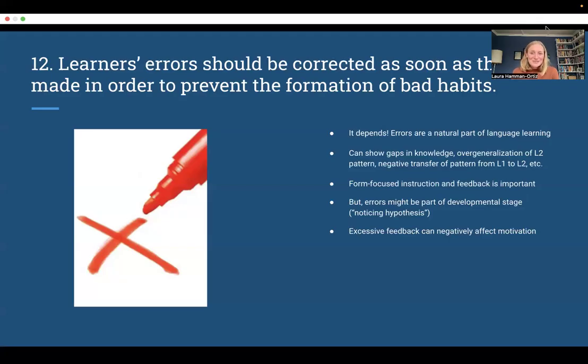However, it's also important to remember that errors could be a part of the developmental stage that the learner is at. If we think back to Schmidt's noticing hypothesis, a learner might not be ready to notice and thus absorb that rule or that formula for language if they're not at that stage yet. And we also know that excessive feedback can negatively impact a student's motivation to learn, right? So how do we think about feedback in a way that's positive and is supporting the learner to develop in their language?